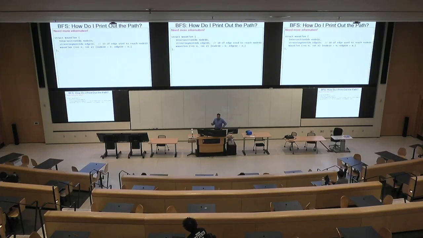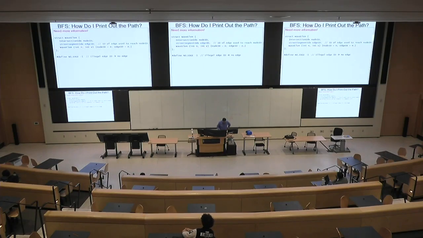To make the code that I'm going to show you a bit shorter, I'm also going to make a little constructor. So I have a wave element constructor. I just pass two numbers. One is the node ID, one is the edge ID, and it just makes a wave element with those two pieces of data. So that's just a convenience to make my code shorter.